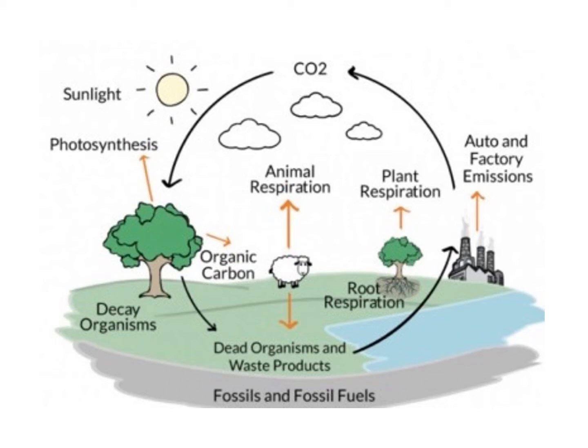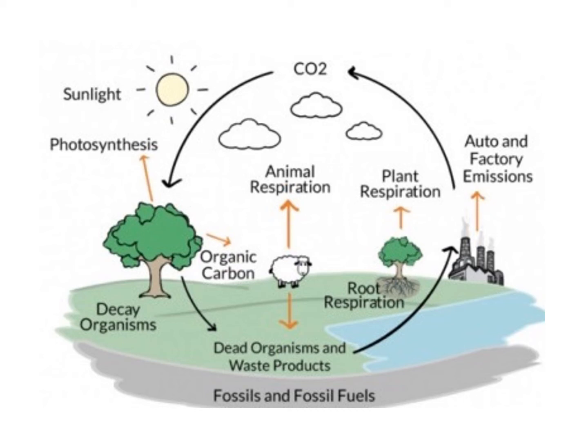From there, the plant can be eaten. That's the organic carbon one. The plant can be eaten by an animal, or it can die and it can start to decay. That's the very bottom black one. And you can see that would then leave dead organisms and waste products, which can either become fossil fuels underneath, or they can start to be taken in by plants and then re-released to the atmosphere.